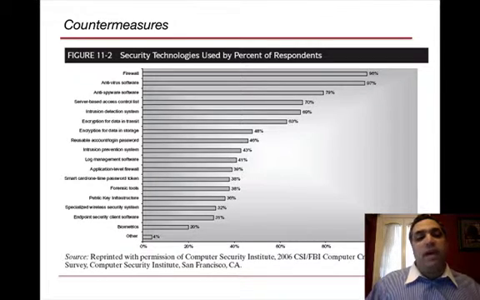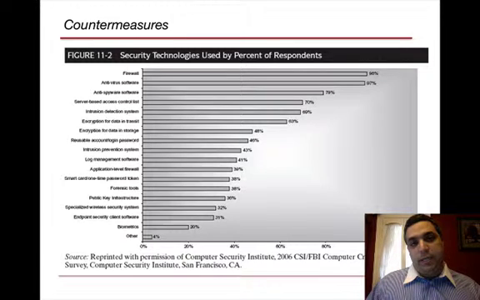firewall, almost everyone's got one. Antivirus software, again, almost everyone has one. Biometrics down at the bottom, you don't see a lot of those, and there's many reasons why, because sometimes the equipment is a little bit too expensive. It also really depends on the biometrics application itself.